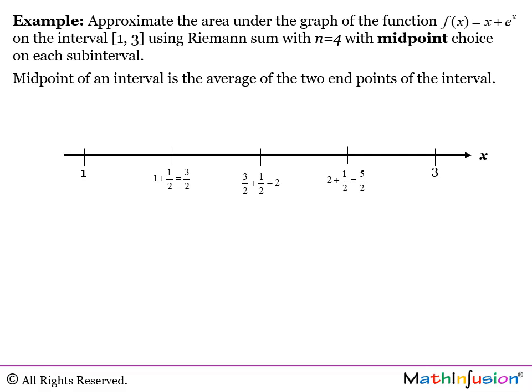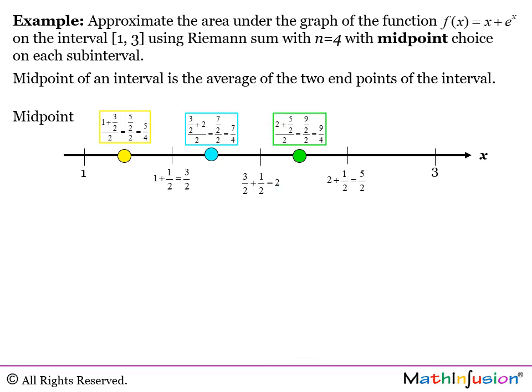Now let's average the endpoints of each of the subintervals to find the value of x, which is the midpoint. It's (1 plus 3 over 2) divided by 2, and we get 5 over 4. The average here is (3 over 2 plus 2) over 2. We get 7 over 4. And here, it's (2 plus 5 over 2) divided by 2, and we get 9 over 4. And here, when we average, we get 11 over 4.